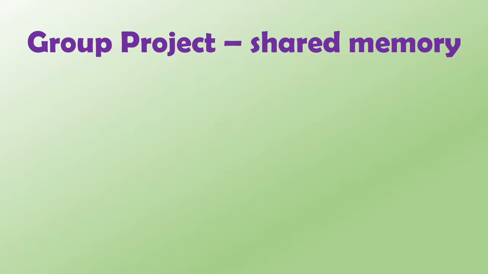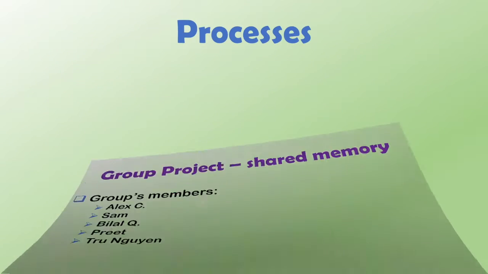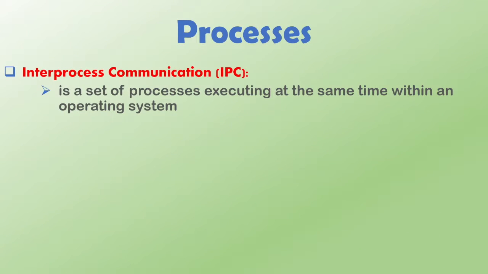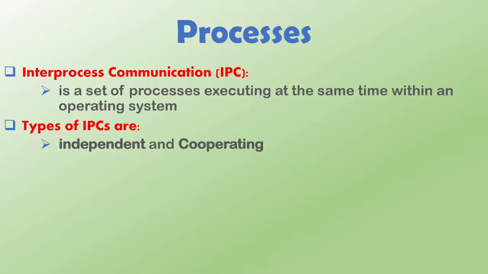Today our group will present about shared memory. Inter-process communication, which we will call IPC for short, is a set of processes executing at the same time within an operating system. The two types of IPC are independent and cooperating.